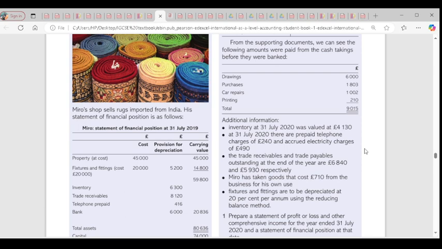gives us 15,247. We minus it from the gross profit. That gives us our profit for the year.